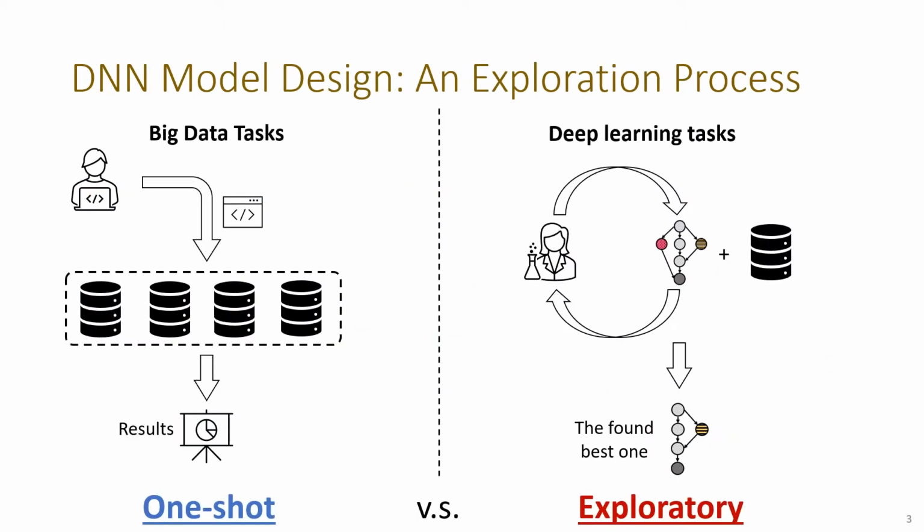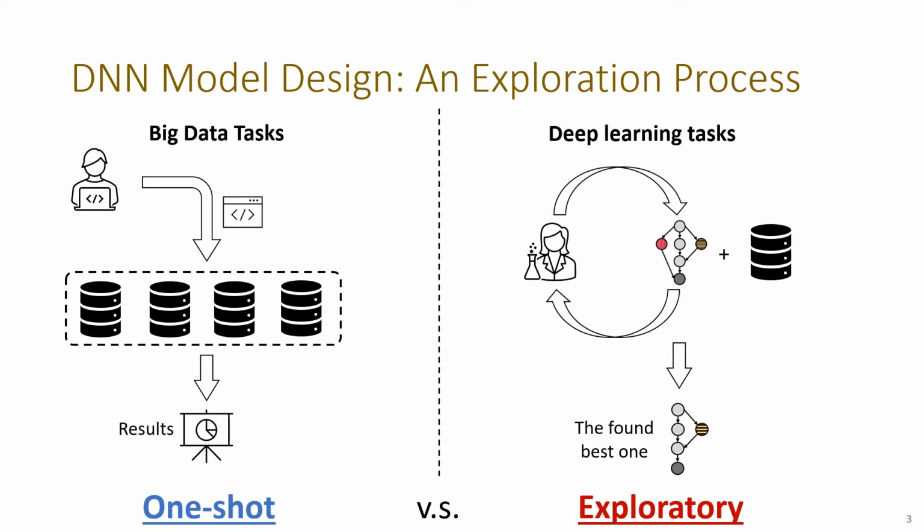Designing a deep learning model is very different from traditional big data tasks. For a big data task, for example word count, developers write a script. After the script is executed on targeted data, we get the result. The task is done. However, a deep learning task is not training a given model.